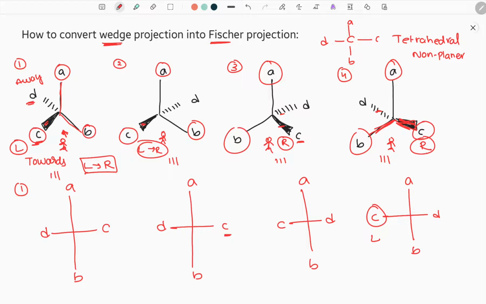So we are writing the thick line opposite. Only the thick line element gets changed in direction. If it is on the left side in the wedge form, then it will be on the right side in the Fischer form.